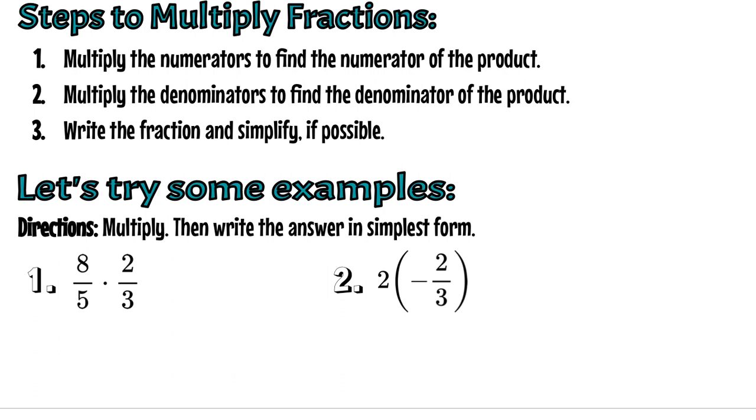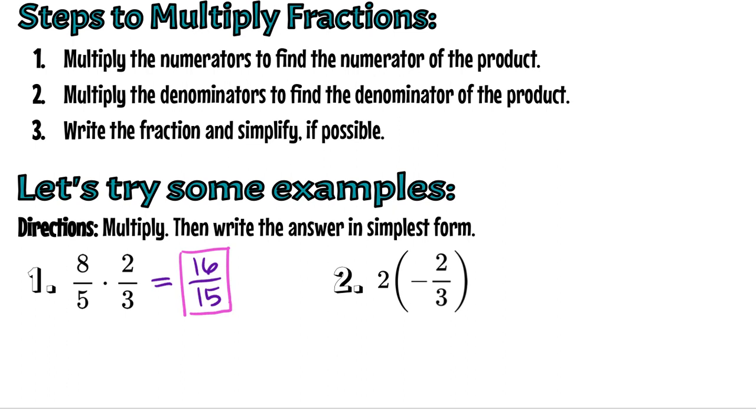So the first step is to multiply the numerators. 8 times 2 is equal to 16. And the second step is to multiply the denominators. 5 times 3 is 15. And now we can't simplify this fraction at all, and we don't want to write it as a mixed number. We like to keep the fraction as an improper fraction. So this is our final answer. 8/5 times 2/3 is equal to 16/15.